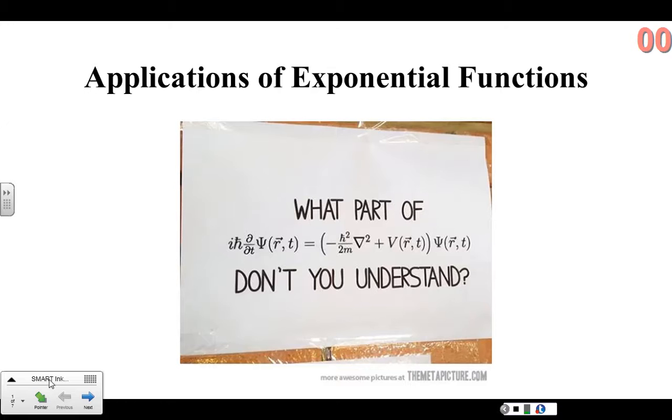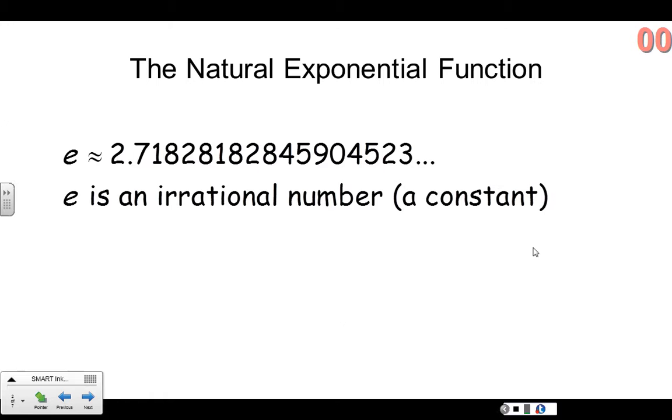This video is on applications of exponential functions. Before we get any further, you need to understand the symbol E in pre-calculus and calculus concepts.